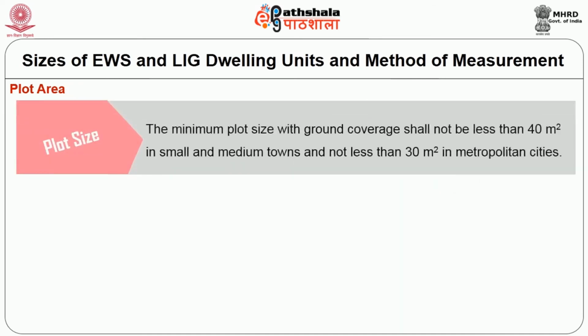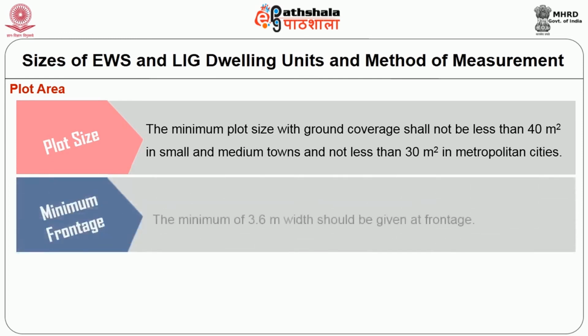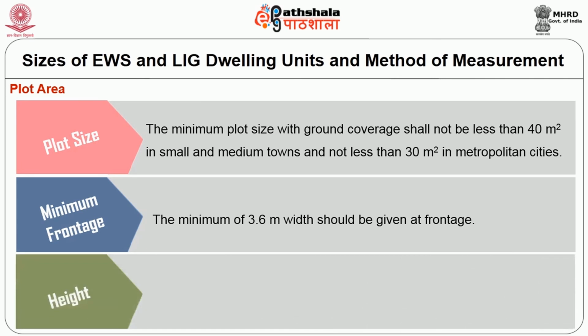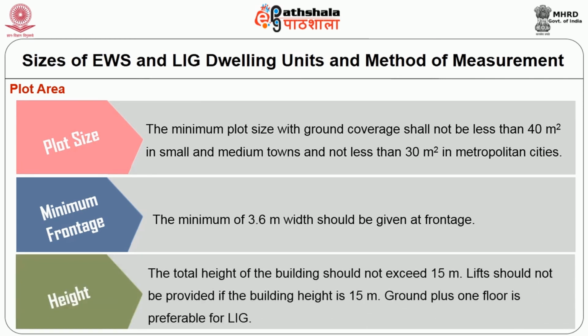Next is the plot area, under that, plot size. The maximum plot size with ground coverage shall not be less than 40 meter squared in small and medium towns and not less than 30 meter squared in metropolitan cities. Next is the minimum frontage. A minimum of 3.6 meter width should be given at frontage. The total height of the building should not exceed 15 meter. Lift should not be provided if the building height is 15 meter. Ground plus one floor is preferable for LIG.